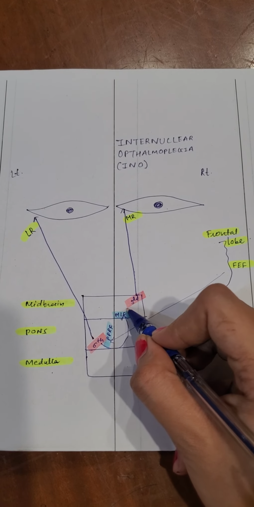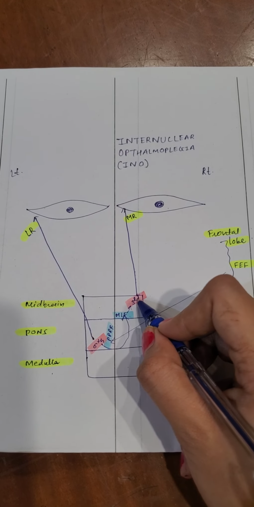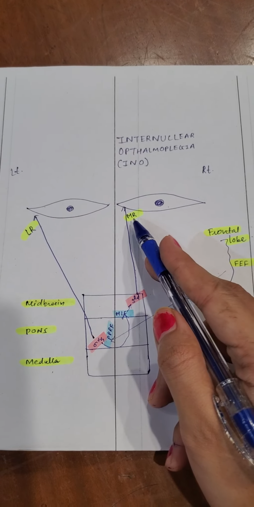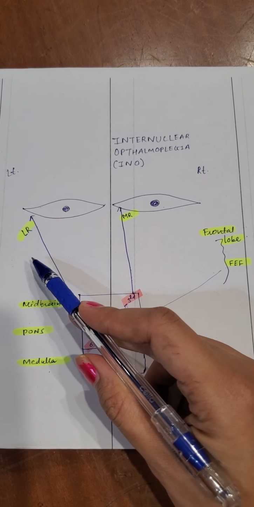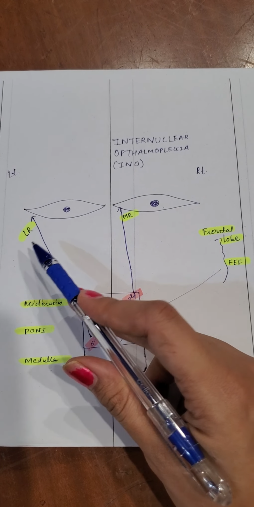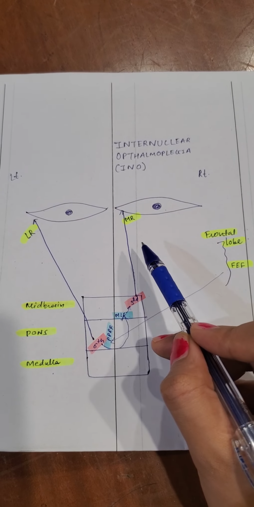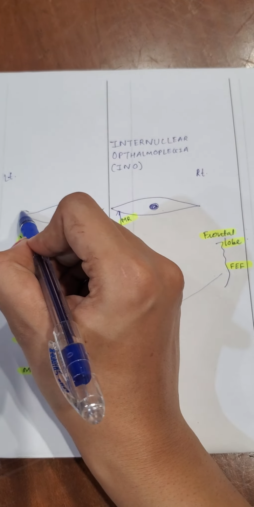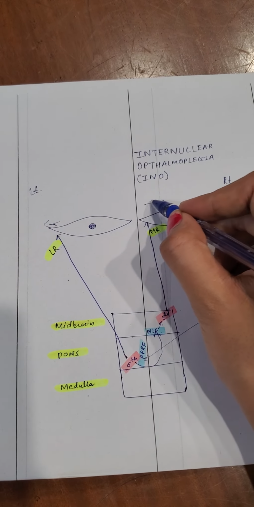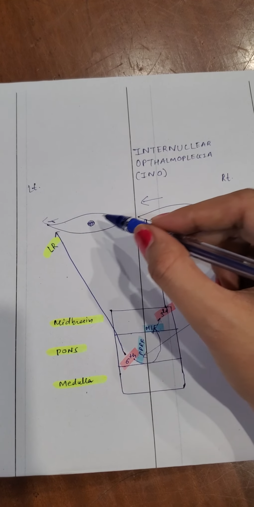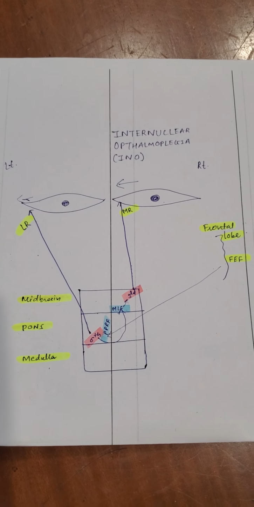MLF will give the signal to that side of the third nerve and the third nerve will innervate that side of the medial rectus. So lateral rectus will do the abduction of the eye, medial rectus will do the adduction of the eye. So the eye will be like this. So I will look to the left. So this is the normal pathway while looking to the left side.